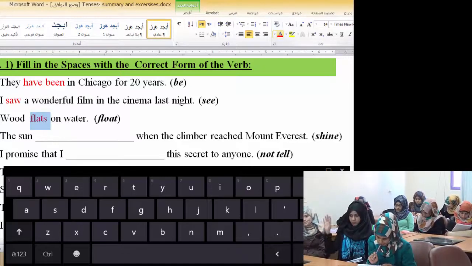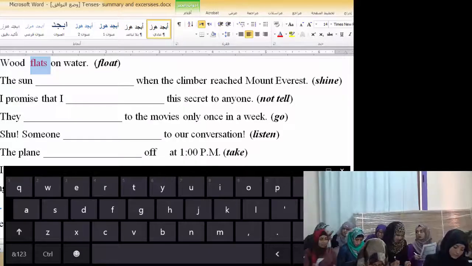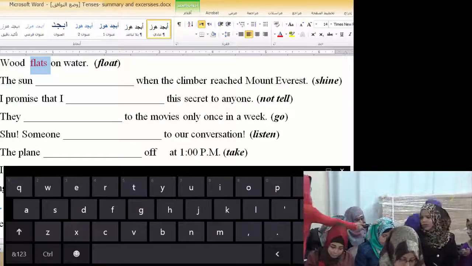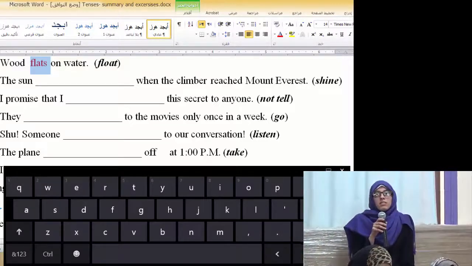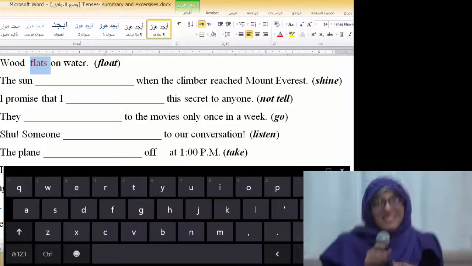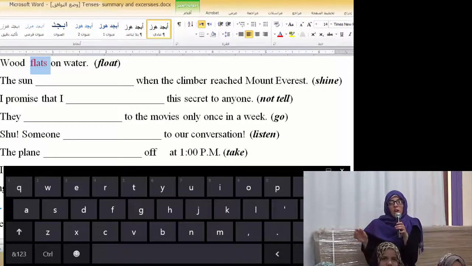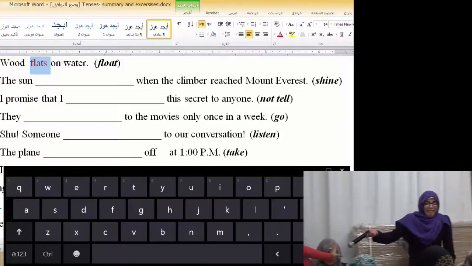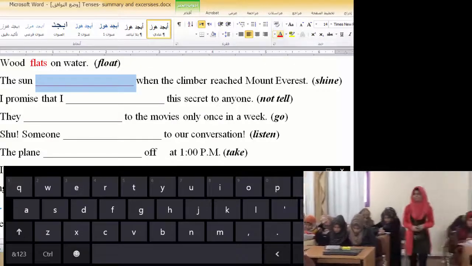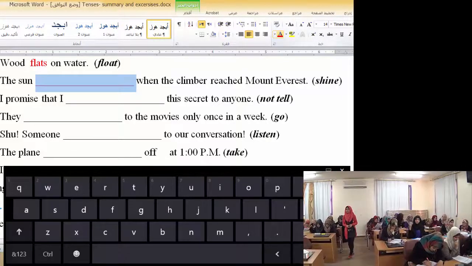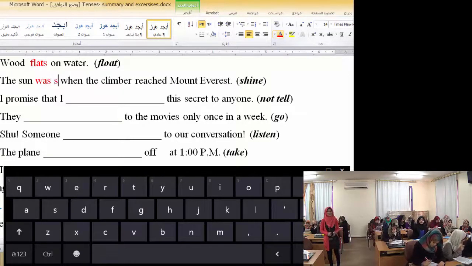Okay, number 4. The sun was shining when the climber reached Mount Everest. Excellent. Was shining.